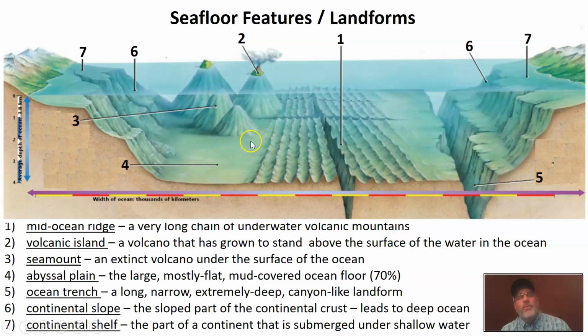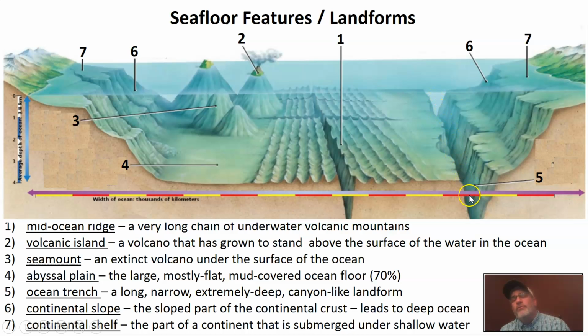Let's take a look at number four. This is what most of the seafloor is like. This is something that we call the abyssal plain, and this is the deep. These are some really deep parts of the ocean. About 70% of the ocean floor looks like this. It is mostly flat and featureless, and it's covered by many feet of mud, and we call this the abyssal plain.